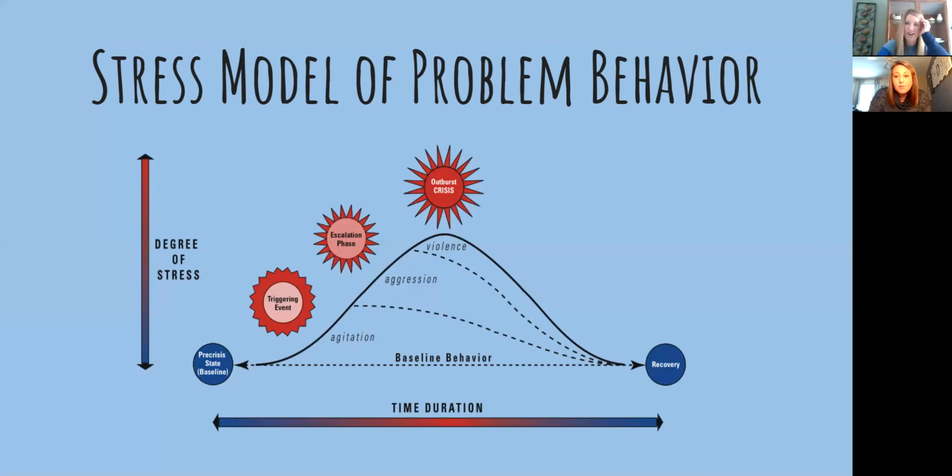We all have triggers throughout our day, and sometimes we may reach what we would consider our own crisis stage, and we need to get to that recovery phase also as adults to then be able to support the kids.